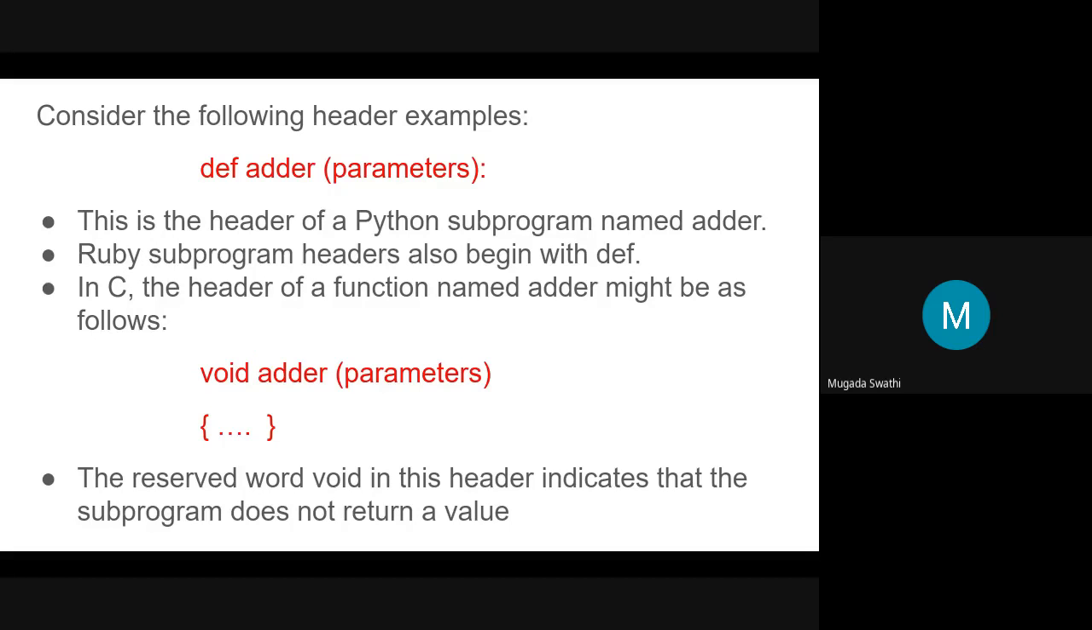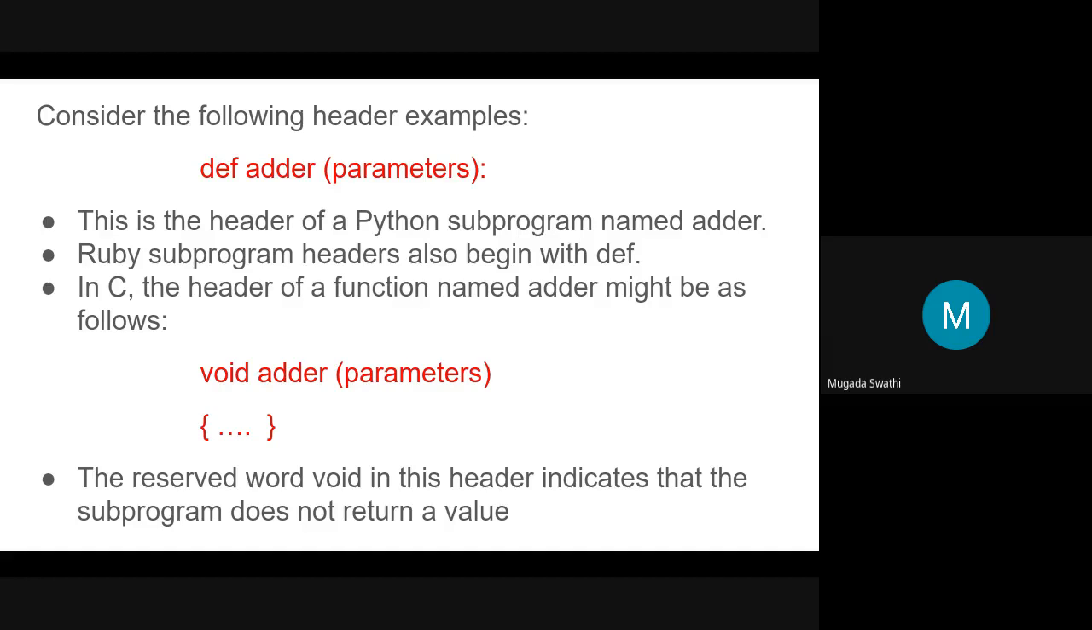The most familiar example which we see is the C programming header. In the given example, we have a return type called void, or a data type, and the function name as adder followed by a list of parameters and the body of the subprogram. Here we have used a reserved word called void, which indicates that the subprogram doesn't have any value to return to the calling unit.